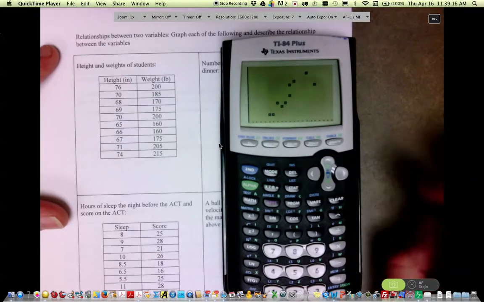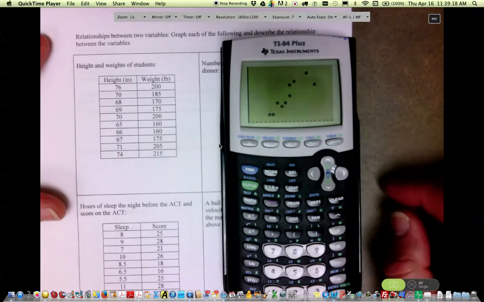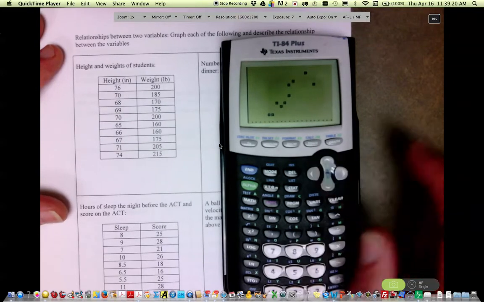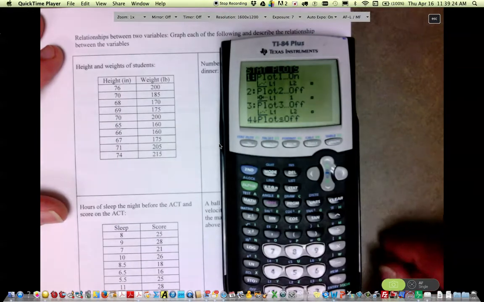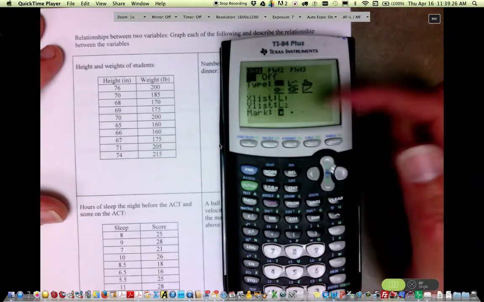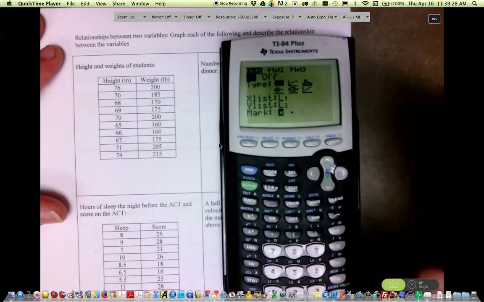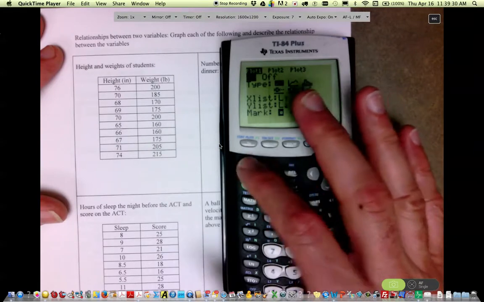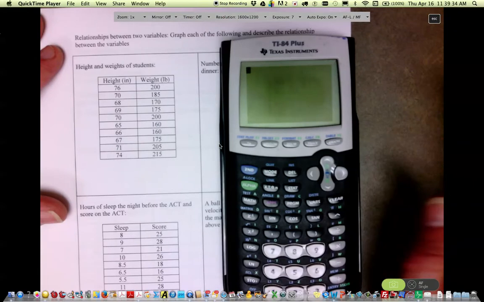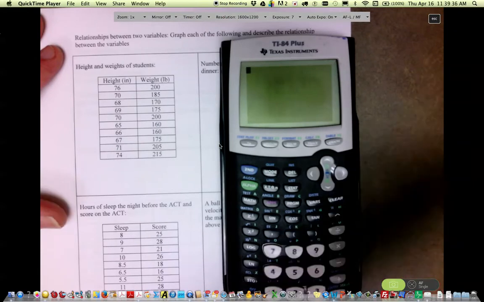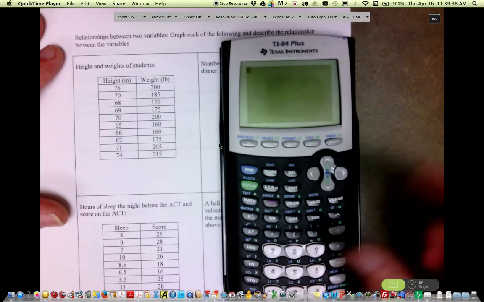Alright, now I want to show you one other thing that may save you a little bit of work. If we go back to second y equals and look at our setup here, once I get everything set up, if I just hit second and then the quit button right next to it, I get back to my home screen. The calculator is smart enough that it can set that window for you.